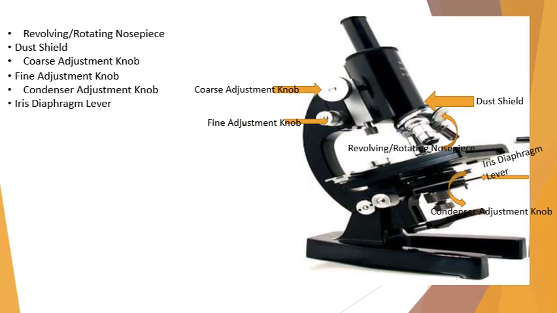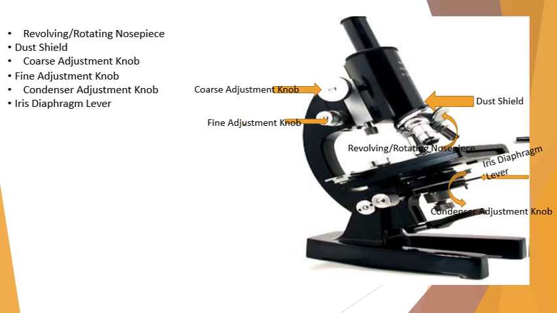Here we have a coarse adjustment knob. It's geared to the body tube, which elevates or lowers when rotated, bringing the object into an approximate focus. So it shows upward and downward movement by rotating this knob, so we can focus clearly on our specimen that is placed on the stage. So we slightly move this knob for adjustment.